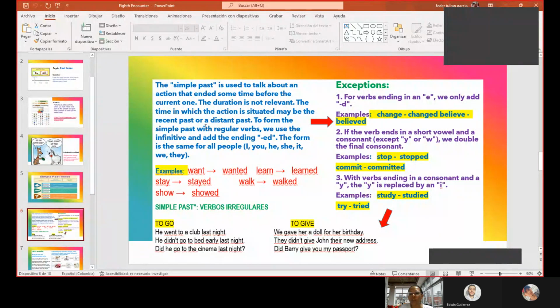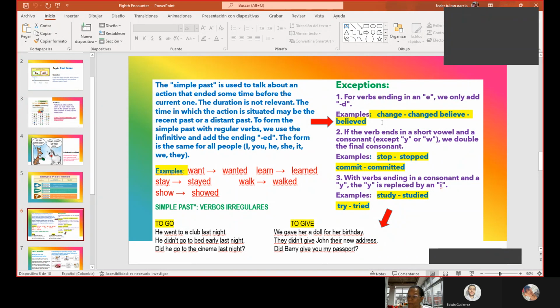But we need to pay attention to some rules in regular verbs when we are using ed at the end. We have some exceptions. For example, one, for verbs ending in e, we only need to add d. For example, change, changed. Believe, believed. We need to add only d because these verbs finish in the letter e. We don't need to double e. No, only one e. Add d at the end.